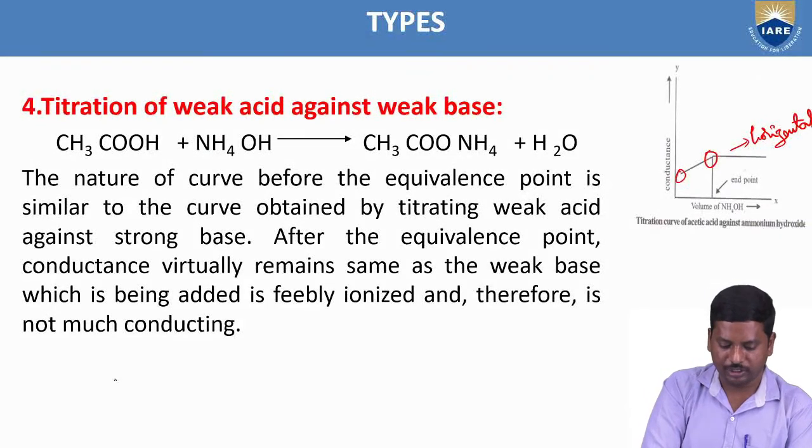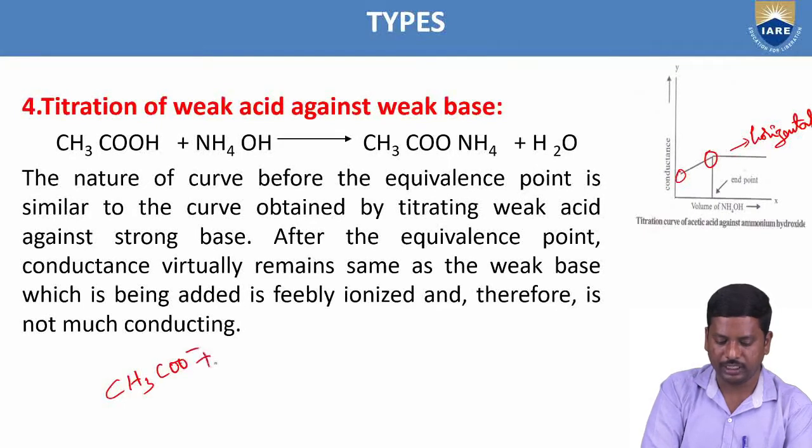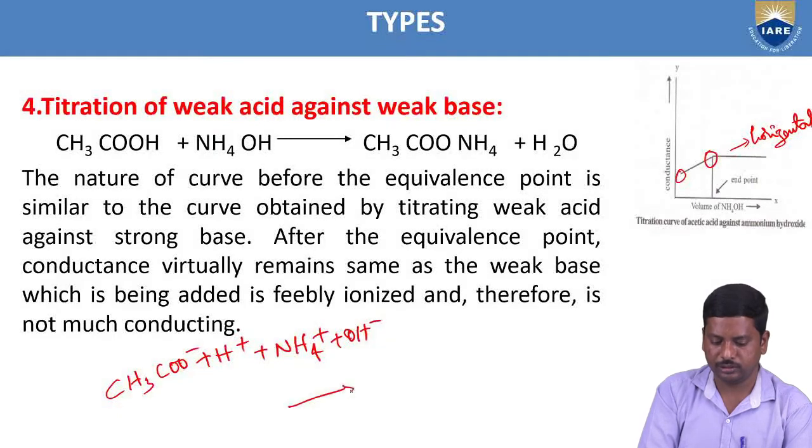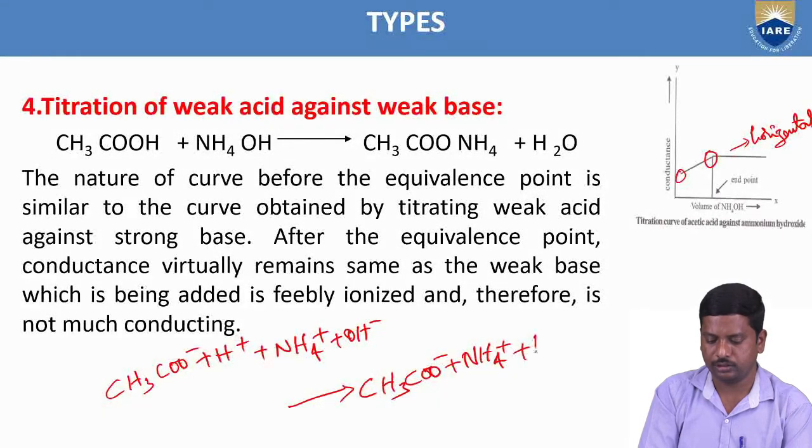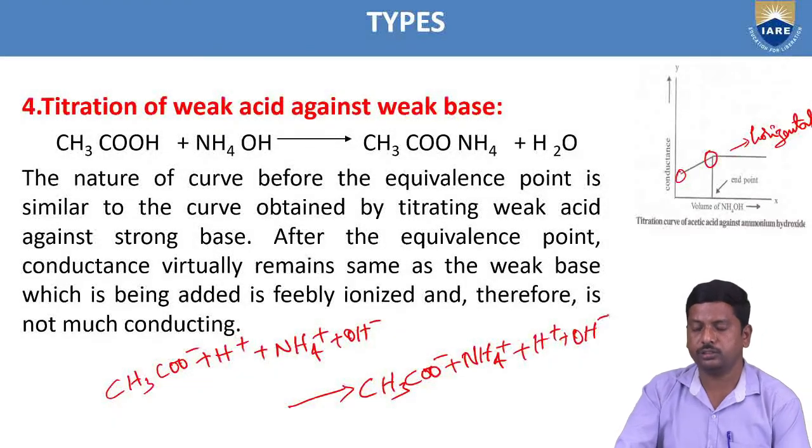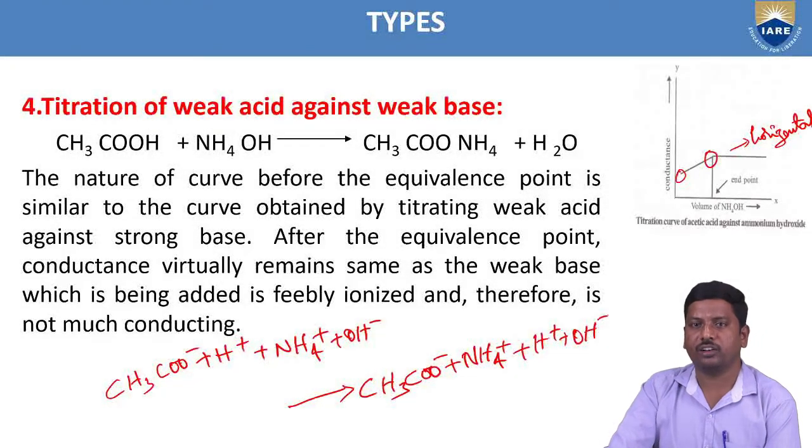That means acetic acid, CH3COO minus H plus, plus NH4 plus OH minus, gives CH3COO minus plus NH4 plus, and H plus and OH minus. So this is the main polarity that develops in the weak acid and weak base.